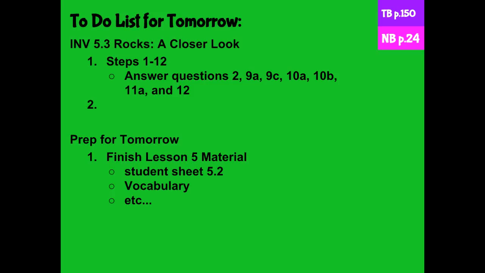So your to-do list today is to do steps 1 through 12, answer questions 2, 9A, 9C, 10A, 10B, 11A, and 12. And when you get done, you should finish lesson 5 materials, student sheet 5.2 vocab, all the different things we've done, so you're prepped for the reflection tomorrow. If you have any questions, please let your teacher know.